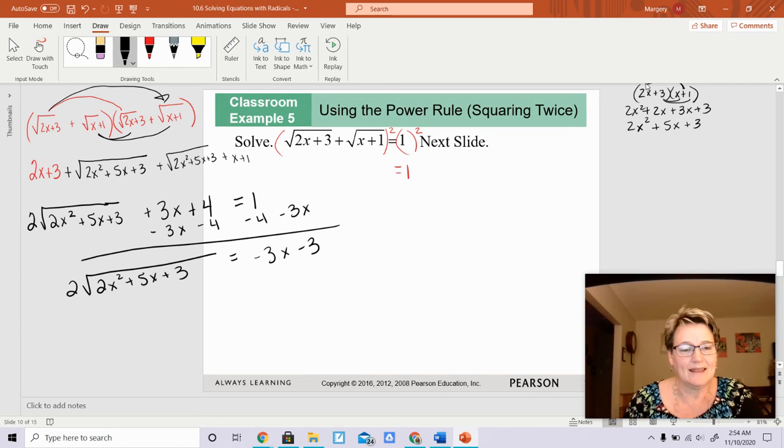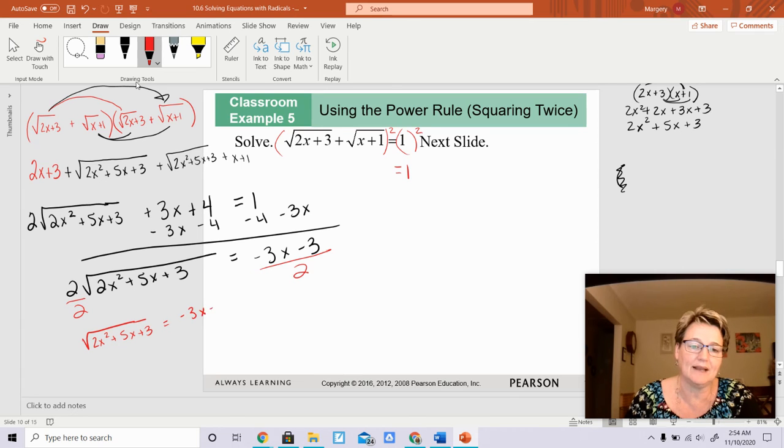Now, this here, I noticed something, and I have a funny feeling. Let me just double check it. I don't think it's going to help me with anything. It's not. Totally not going to help me with anything. But I need to get rid of the 2, so I need to get that square root by itself. So I'm going to divide this by 2, and I'm going to divide all of this by 2. So what happens is I'm left with the square root of 2x squared plus 5x plus 3. This is a horrible problem. Equals negative 3x minus 3 all over 2.